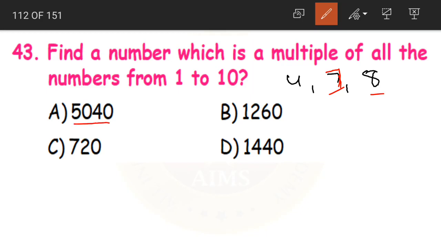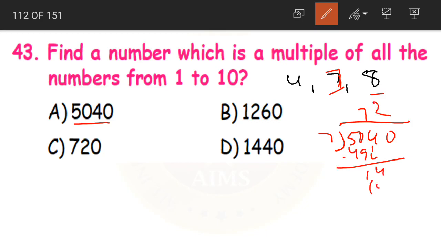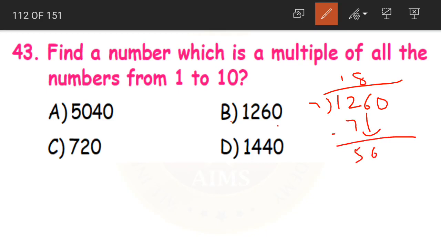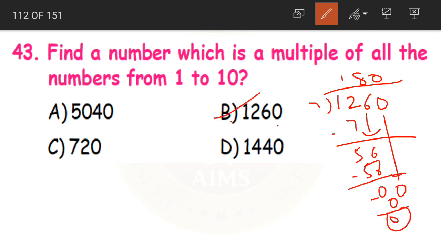If we take 5040 for example, when we divide 5040 by 7, let me divide it quickly. So here the remainder is 0. That means the given number is divisible by 7. Okay. Now coming to 1260. Is it divisible by 7? Let us check. Yes, again the remainder is 0. So option B is also divisible by 7.